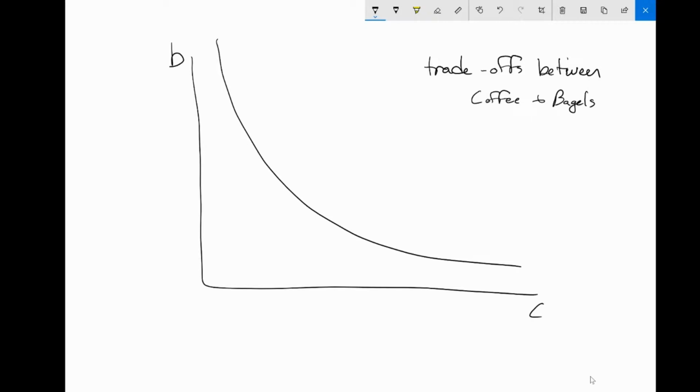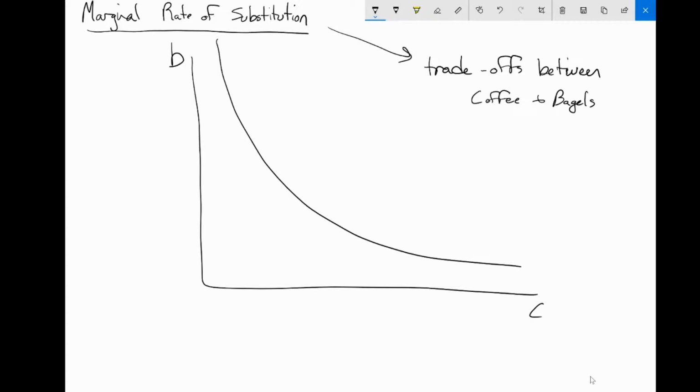All right, so let's explore that. And by doing that, we are going to explore a concept called the marginal rate of substitution. We're going to explore the marginal rate of substitution, okay? And this is going to be all about the trade-offs between goods. All right, so let's explain this.